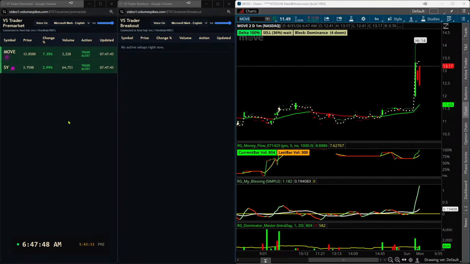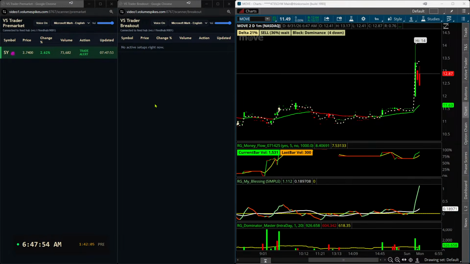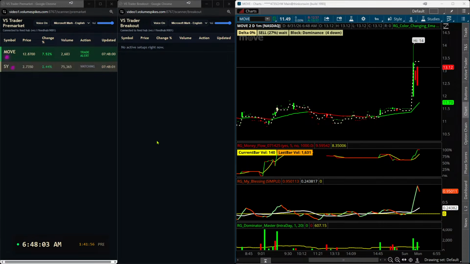Pre-market trade alert: SY. Not enough buyers in this stock. The indicators are pointing north, but we have no volume flow.